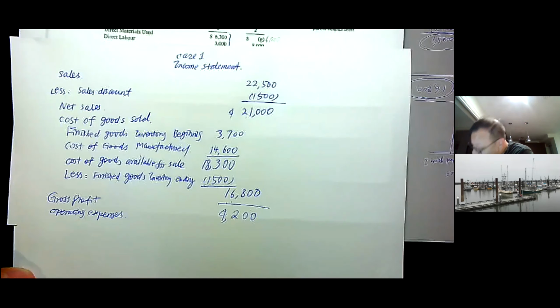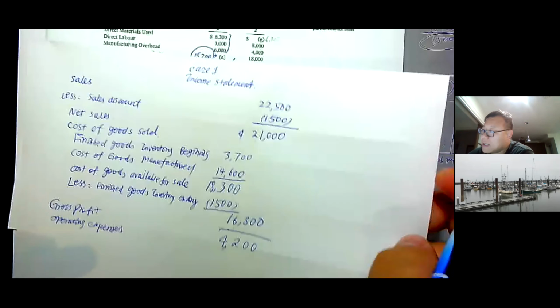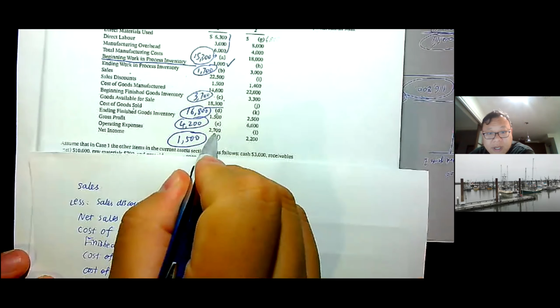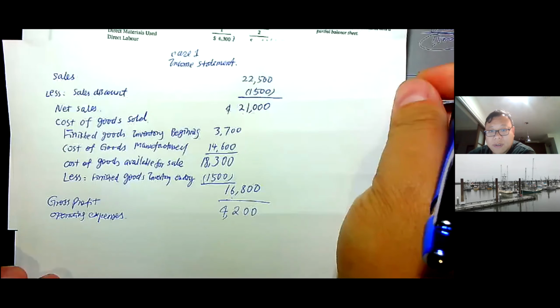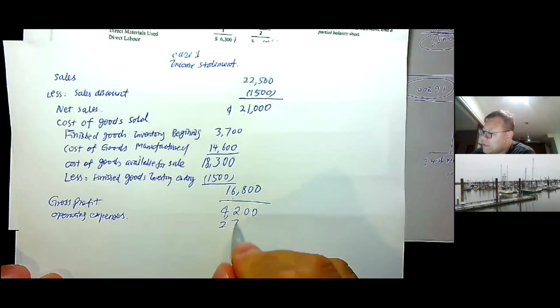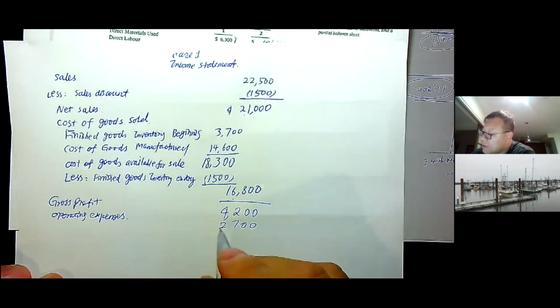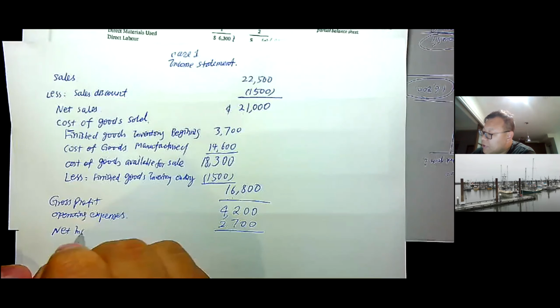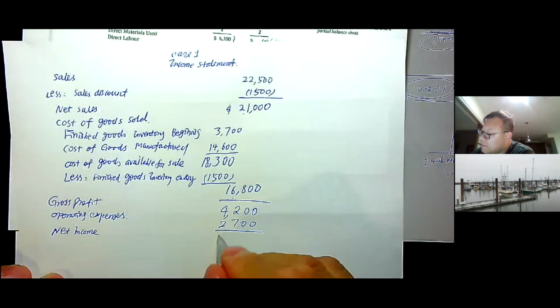Okay, so what's the operating expenses? This information is given: 2,700. So the net income is 1,500.